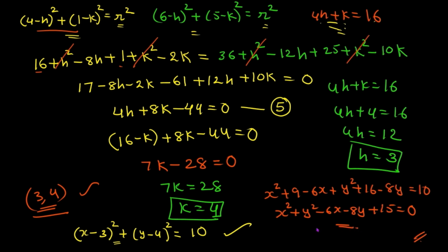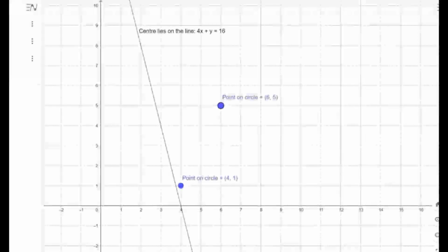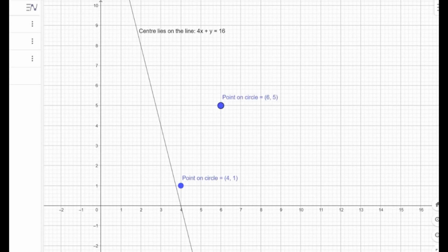Now let me check this in the graph. Okay. So here I marked the points. You are seeing this too, right? So this is the point 4, 1 in the coordinate system. There's another point 6, 5. And this is the line actually. The line equation is 4x plus y equal to 16. Okay. So the center is lying on this, right?